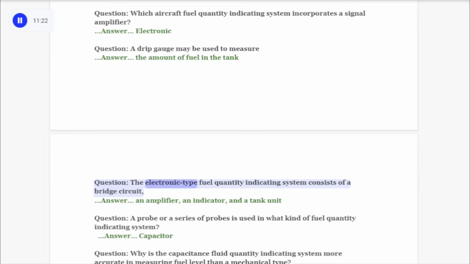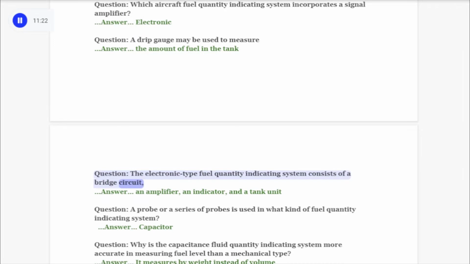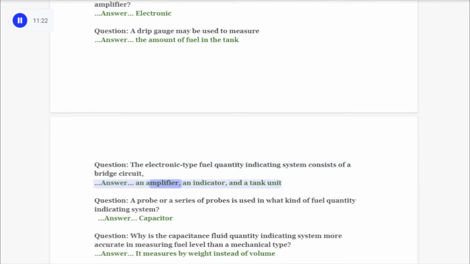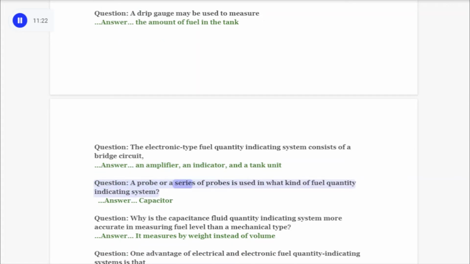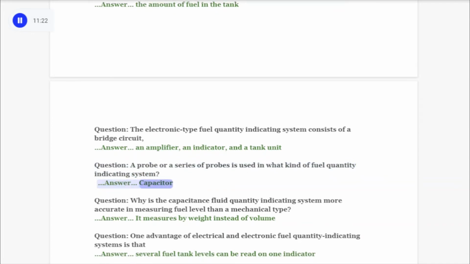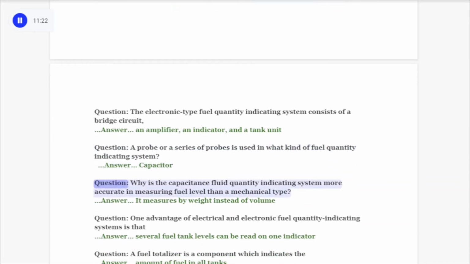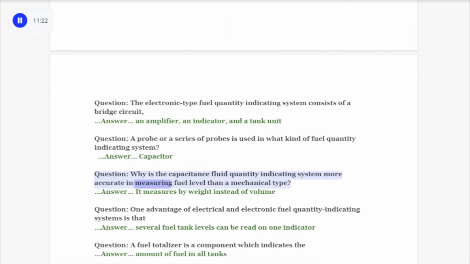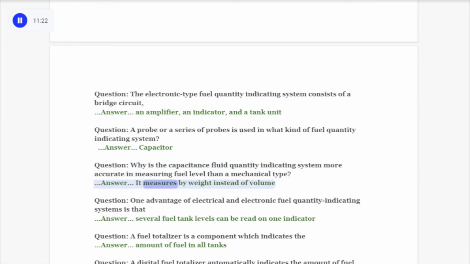Question: the electronic type fuel quantity indicating system consists of a bridge circuit. Answer: an amplifier, an indicator, and a tank unit. Question: a probe or a series of probes is used in what kind of fuel quantity indicating system? Answer: capacitor. Question: why is the capacitance fluid quantity indicating system more accurate in measuring fuel level than a mechanical type? Answer: it measures by weight instead of volume.